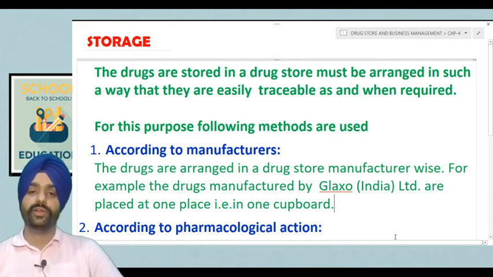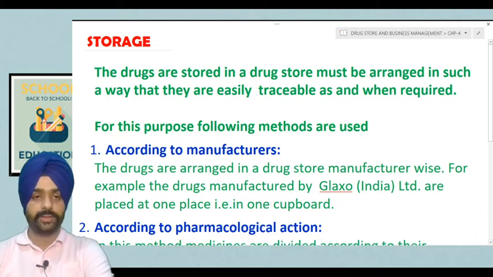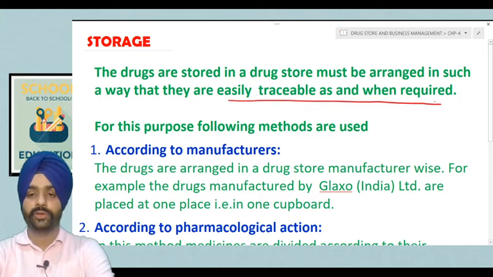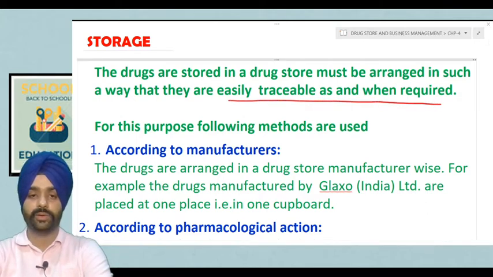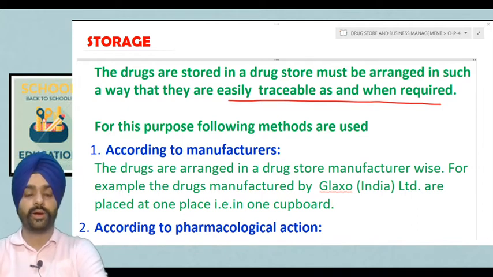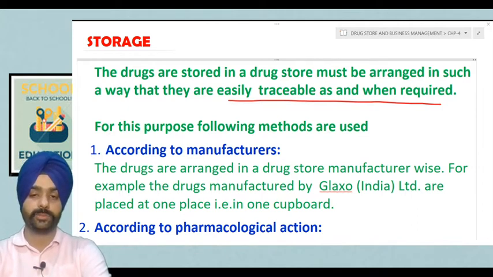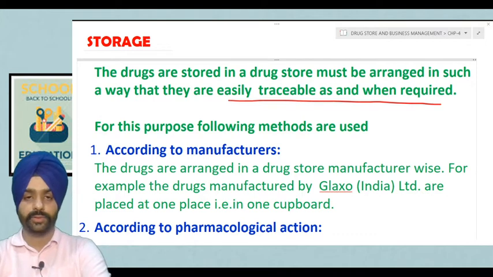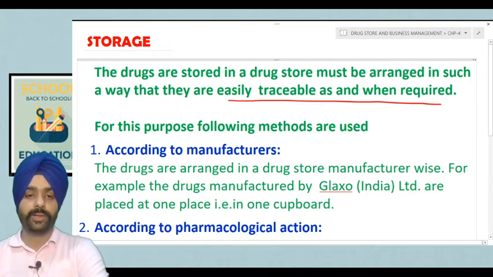The drugs stored in a drugstore must be arranged in such a way that they are easily traceable when required, so that they can be easily traced out. If a customer asks for paracetamol, we can easily trace where that particular drug is placed. For this purpose, the following methods are used.